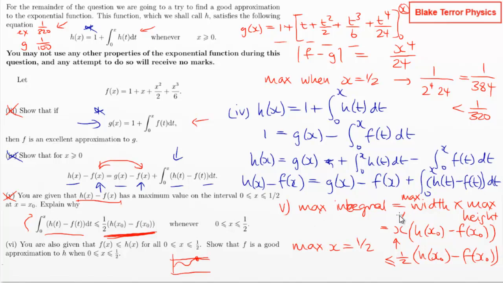And that maximum width is then a half. So we can just ditch that x and put a half in there instead. And then that is the most we can possibly get out of that integral. So it must be then the left-hand side is less than or equal to that. Okay, well, that seems fine.